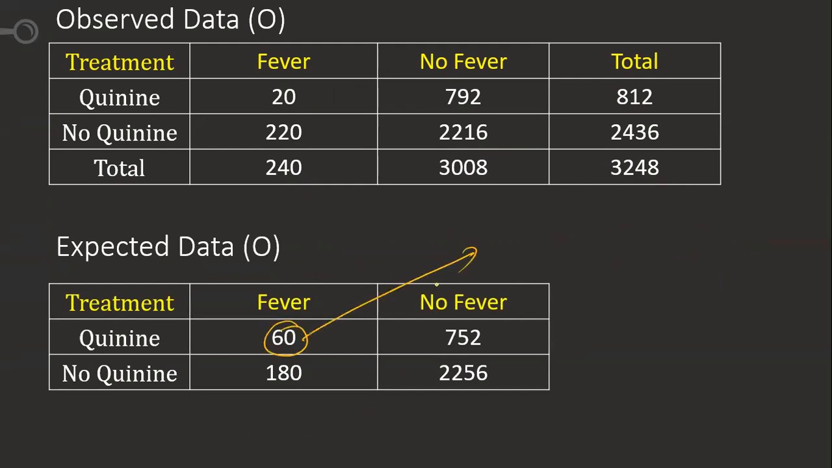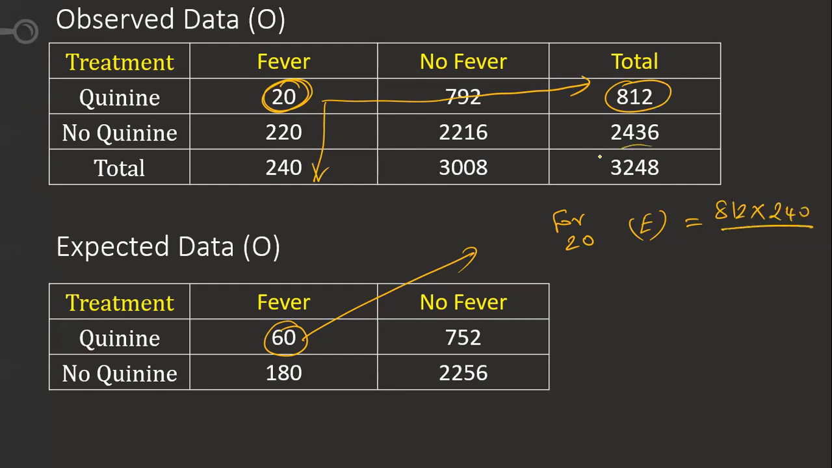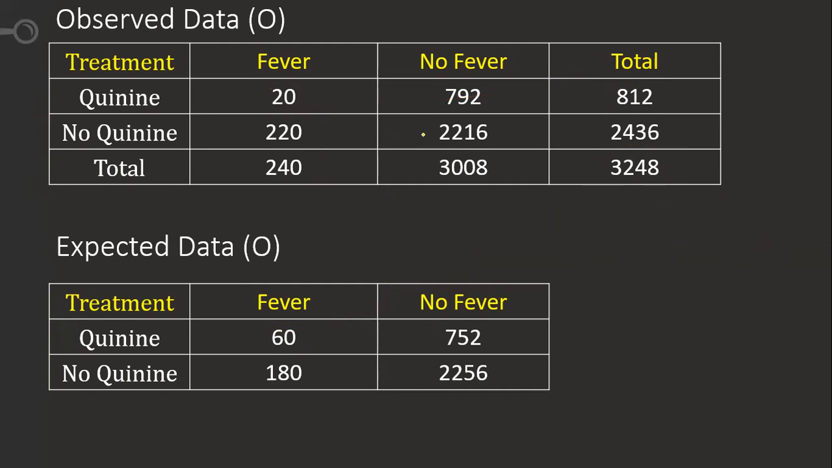Now how the 60 has come: for this 20, I'm going to calculate. For 20, what is the expected value? It is nothing but the row total into the column total, divided by the grand total: 240 divided by 3248. Similarly, I'm going to calculate for the other one. For 792, the row total is 812, the column total is 3008, and the grand total is 3248.